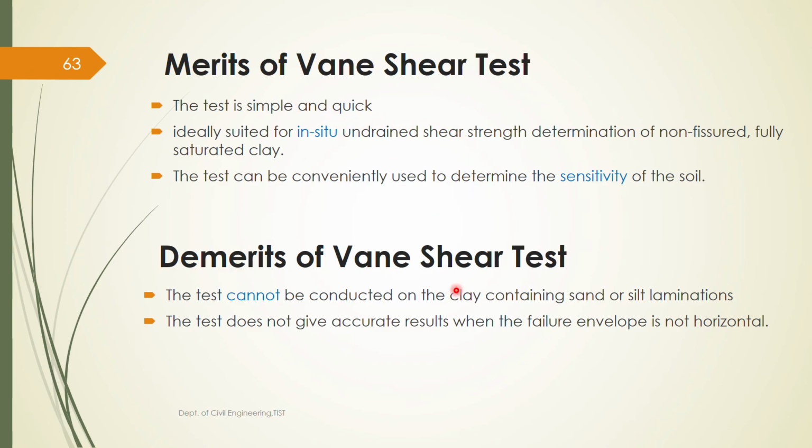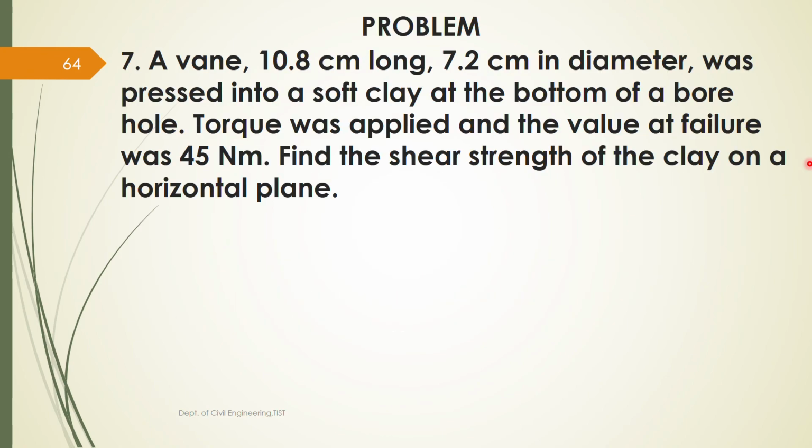Now, what are the demerits of the vane shear test? It cannot be conducted on clay containing sand or silt laminations. In some soils, there will be sand content and silt content along with clay. In that type of soil, you cannot use the vane shear test. It should be clay. Also, the test will not give accurate results when the failure envelope is not horizontal. So, these are the merits and demerits of the vane shear test. We will do a sample problem also.